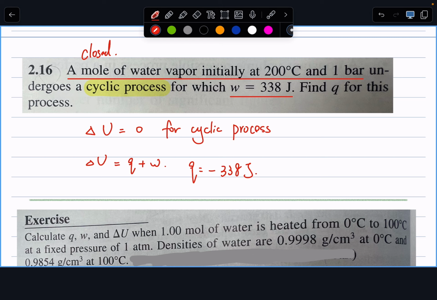All right, and keep in mind, what do these positive and negative mean? How do we read it out? When we say W equals 338 joule, what we are saying is the surroundings are doing 338 joule of work on the system. And at the same time, because it is a cyclic process, the heat is flowing from the system to the surroundings. And the total change of internal energy for the cyclic process equals 0.